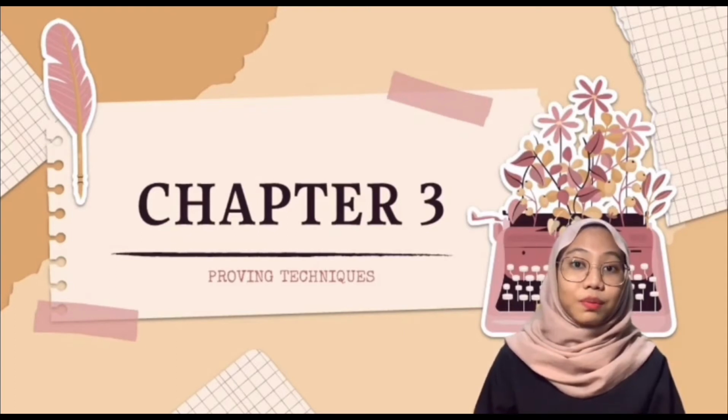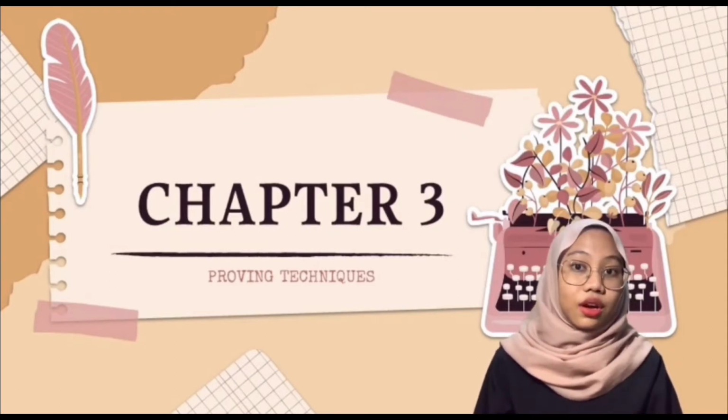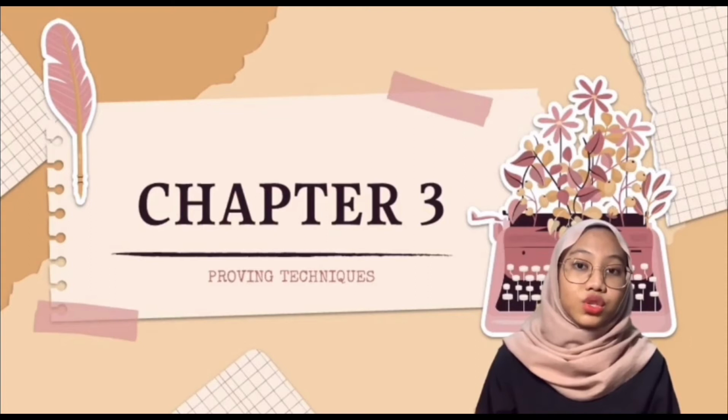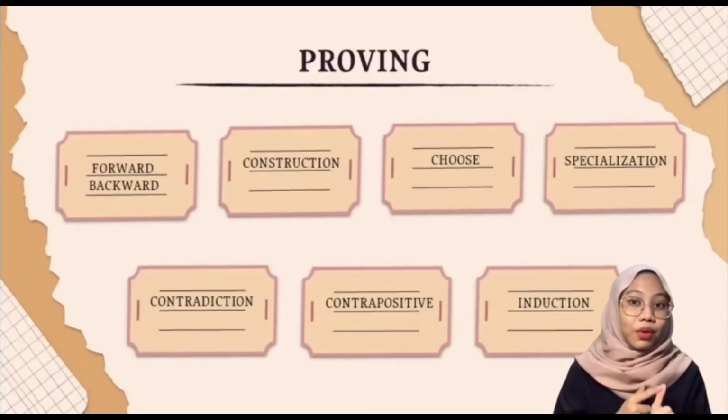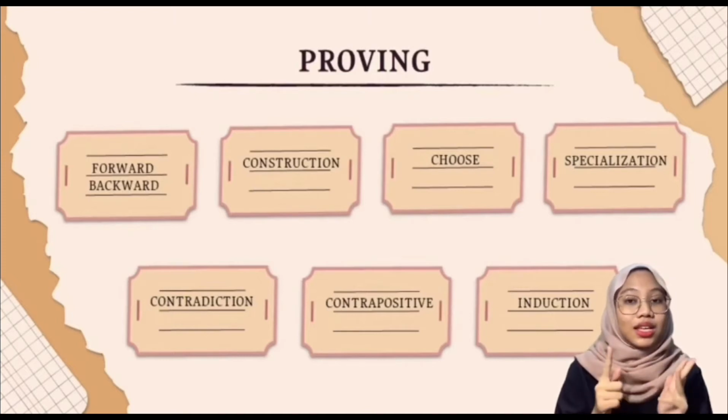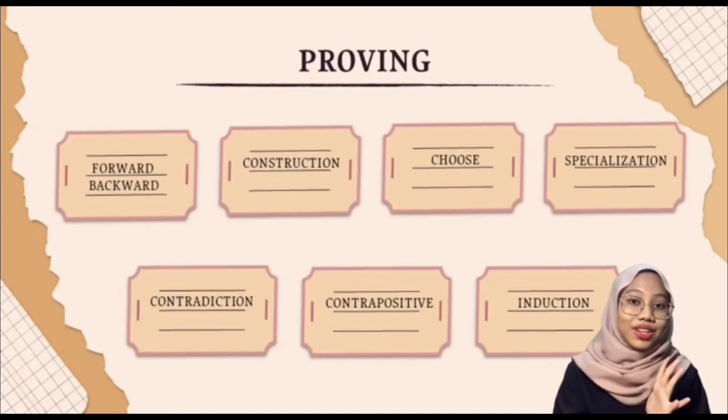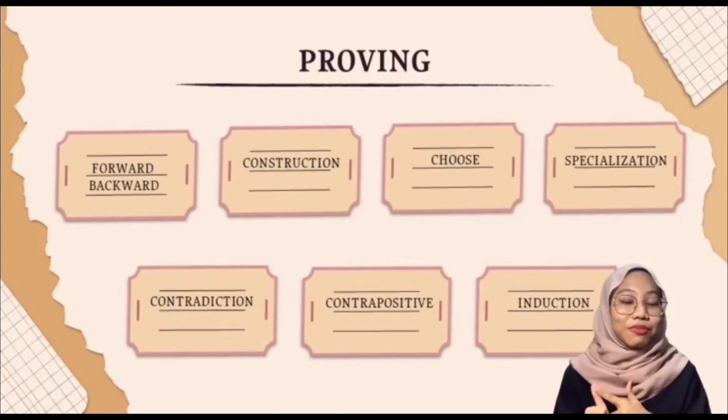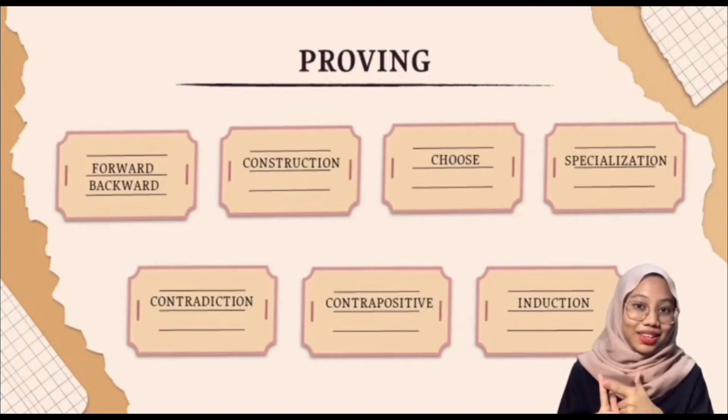The mathematical proof is said to be a convincing argument expressed in the language of mathematics. 7 methods that can be used to prove mathematical statements are forward-backward method, construction method, choose method, specialization method, contradiction method, contrapositive method, and induction method. All these methods are used to determine whether the mathematical statements or expression is either true or false.